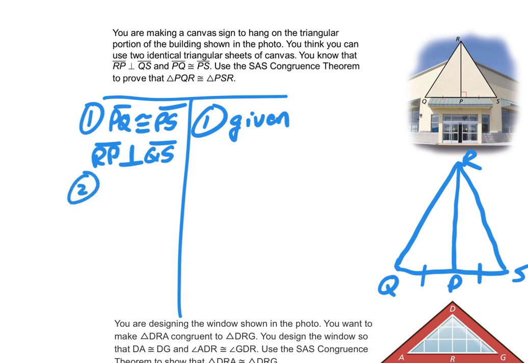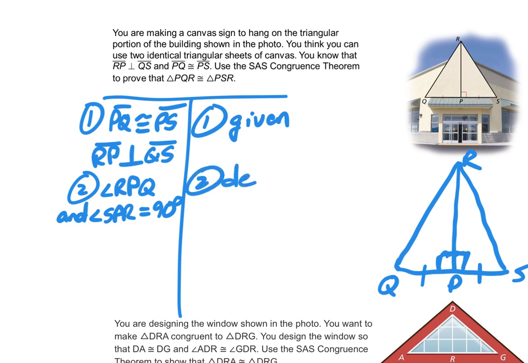So this is going to be very, very similar to the one we just did. Order doesn't necessarily matter, but I can say that angle RPQ and angle SPR equal 90 degrees. And once again, the definition of perpendicular.